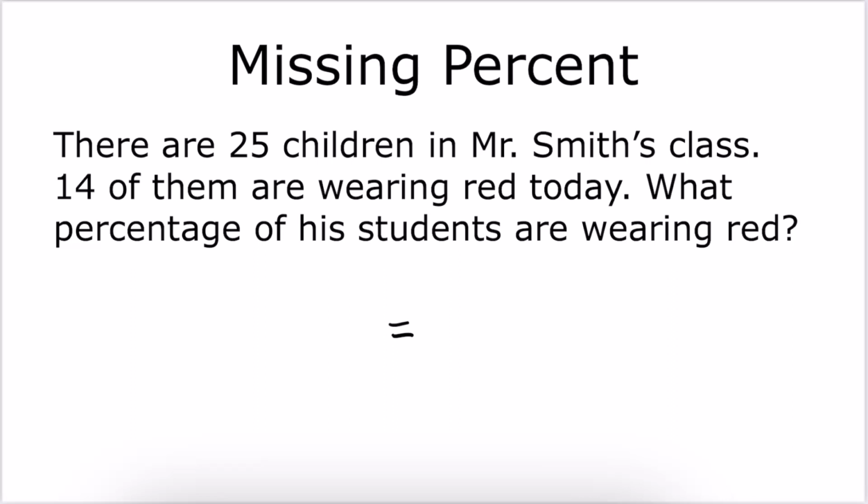So, we'd say, okay, well, on our first fraction, let's write down the actual numbers that we were given. There were 25 students total, so that will be our denominator, and 14 of them are wearing red. And we want this fraction to be equal to a ratio with 100 in the denominator because that's what a percentage is. It's just a standardized ratio with a denominator of 100. And there's many different ways you can get this missing percentage that we're trying to find.